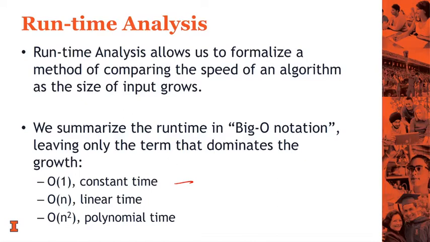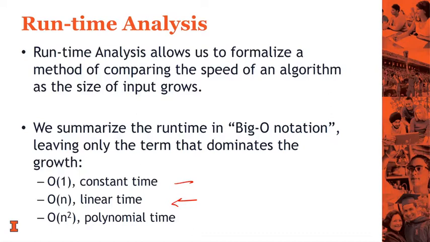For example, looking at our array and getting a particular index out of our array runs in O of 1 time. It might run in linear time. As the data grows, the running time is going to grow at the same rate. It's linear, or O of n. And then we have O of n squared, or polynomial time.